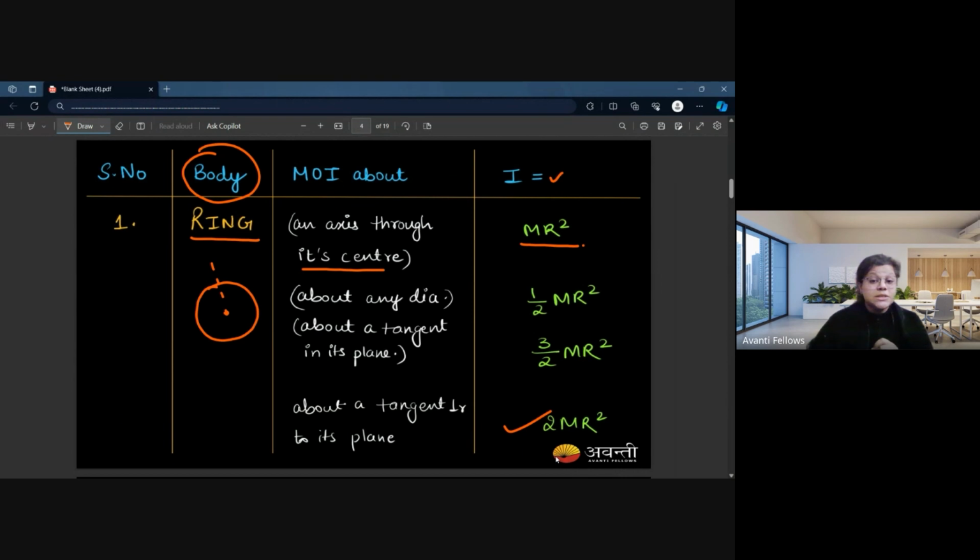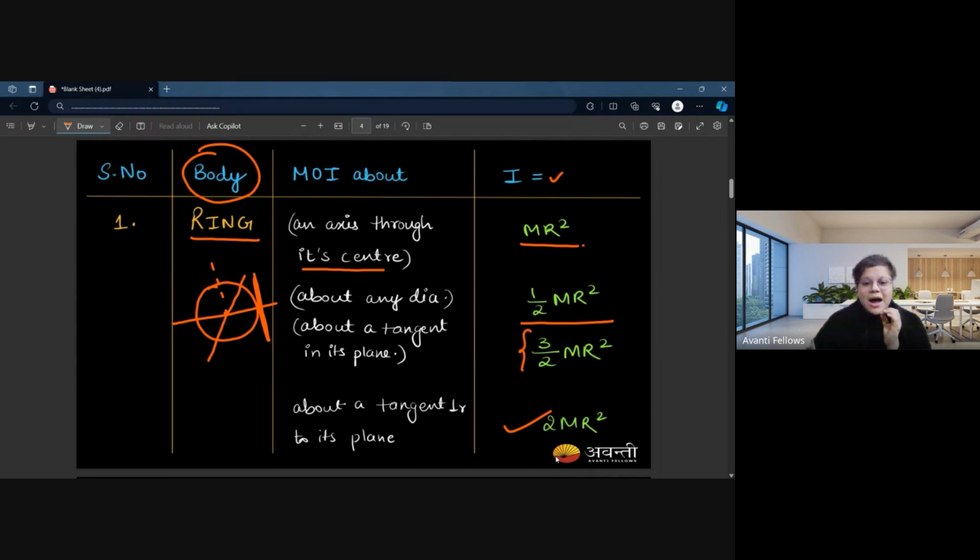Now the second question, about any diameter. About any diameter, it could be this or it could be this, the moment of inertia is half mr square. About a tangent in its plane, it means a tangent which is lying in the plane of the ring. Since the ring is a 2D body, it must lie in a plane. Either it could be xy, yz, or zx. Ring is supposed to lie in a plane. So about a tangent which is also lying in that plane, the inertia would be 3 by 2 mr square.